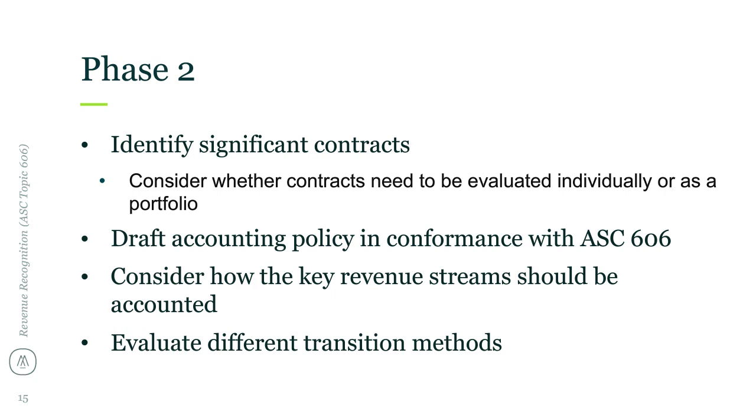Also a very good time when you should review your current accounting policies compared to Topic 606, identifying where you think there will be significant changes. And with this, consider how your revenue streams should be accounted for under the new accounting standard. You'll also want to start to evaluate if the full or modified transition method is most appropriate for your company.